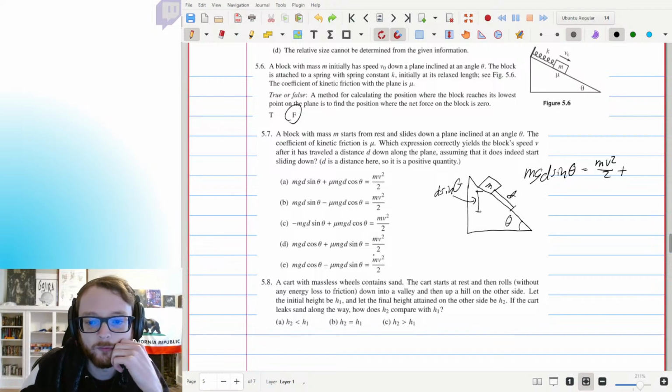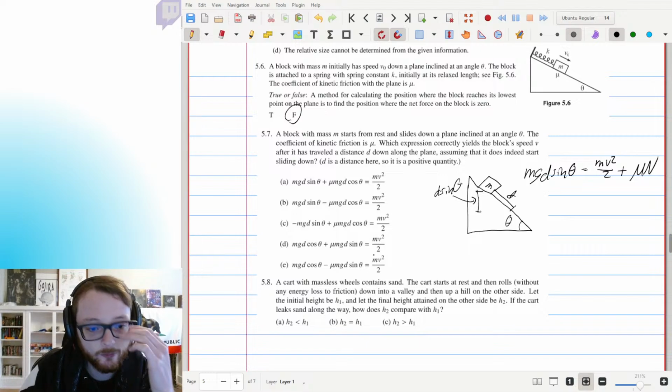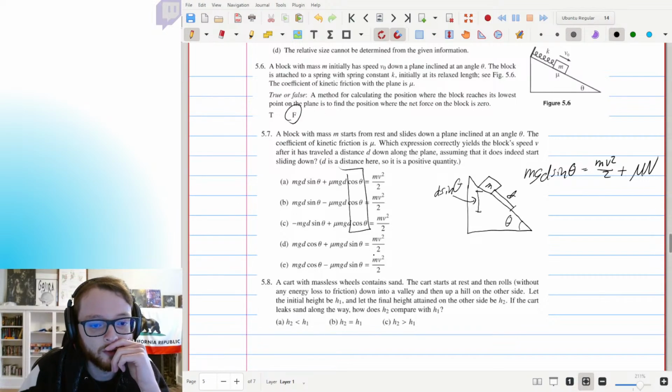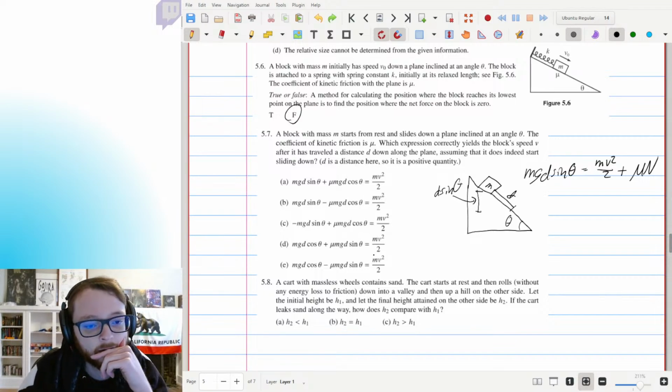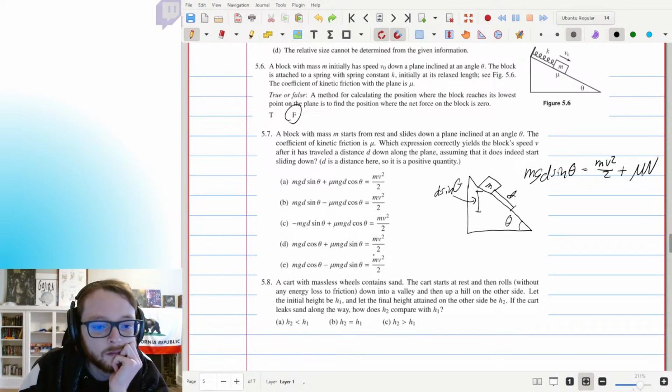And the force due to friction is what, like mu N? Coefficient of friction times the normal force. And it's going to involve a cosine theta in the normal force, which is why that cosine theta is there. They're all mu mgd. I feel like it's going to be A. Well, no. Sorry, it's going to be B, right? I'm still trying to justify, I'm just kind of looking at the signs.